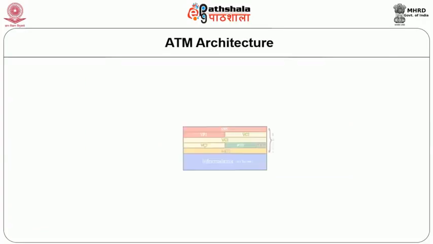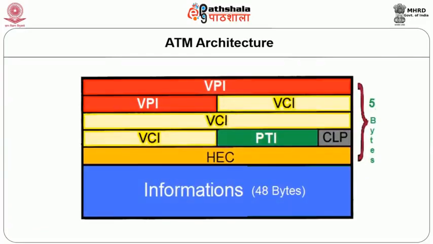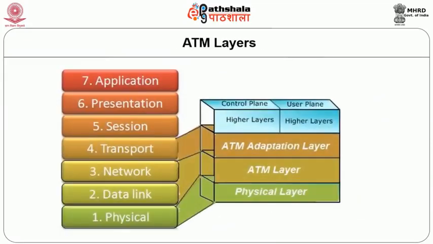If you look at the 53 bytes which I mentioned as a data packet, you can see that 48 bytes are completely used for information, and 5 bytes are for identification, virtual private circuit identification, VC identification, and HEC. Altogether, 5 bytes are used for the header.